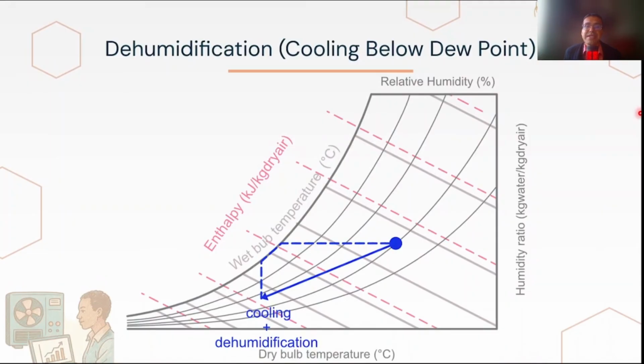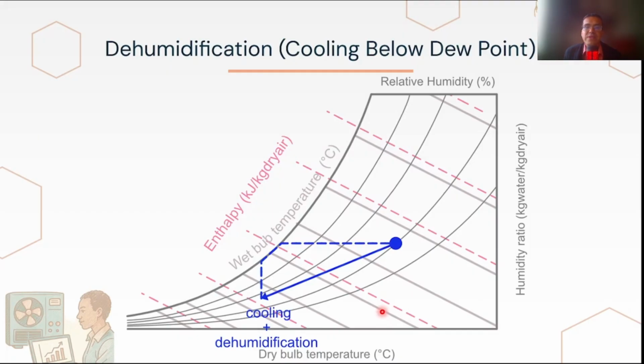Dehumidification begins like sensible cooling, but if air is cooled below the dew point here, water condenses. The path bends toward the saturation curve, reducing both temperature and humidity ratio. Now here we reduce temperature and humidity ratio. This process is commonly seen in cooling coils of air conditioning systems, especially in humid regions.